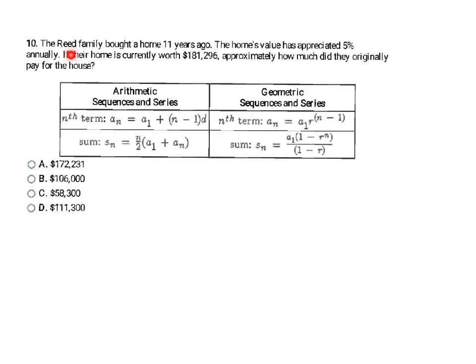This question here says the Reed family bought a home 11 years ago. The home has appreciated 5% annually. So that means the value of the house has gone up 5% every year. So if their home is currently worth $181,296, approximately how much did they originally pay for the house?